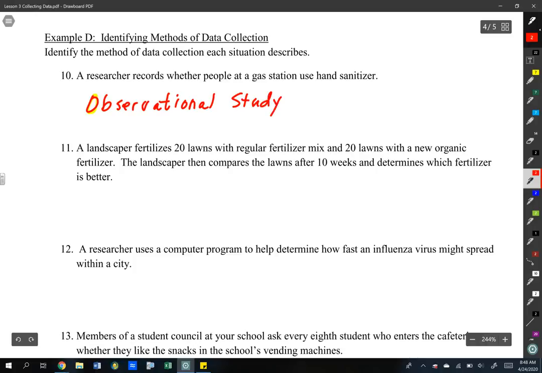A landscaper fertilizes 20 lawns with regular fertilizer and 20 lawns with a new organic fertilizer. The landscaper then compares the lawns after 10 weeks and determines which fertilizer is better. So here we have a treatment imposed, so this one is an experiment.